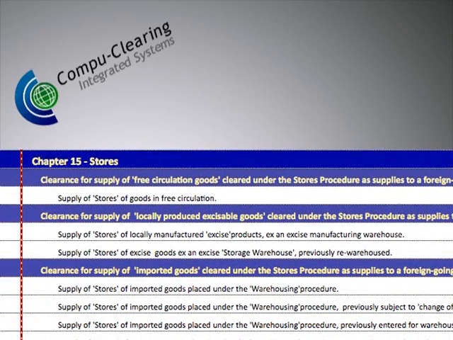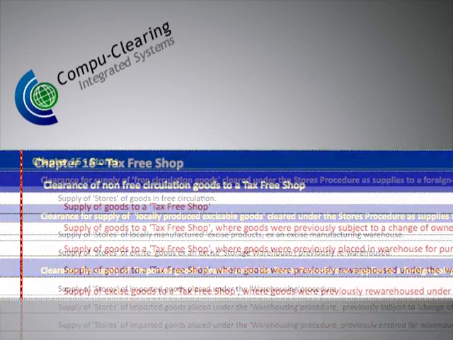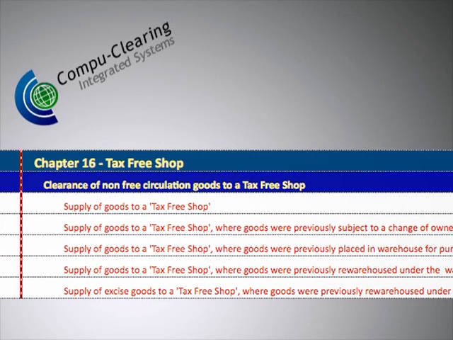Chapter 15 deals with your stores. Chapter 16 deals with tax-free shops. Now on the spreadsheet, wherever you see something in red, so the description is in red, that means that it's not applicable for phase 1 of the customs modernization. They'll only be bringing it in phase 2 of the customs modernization.